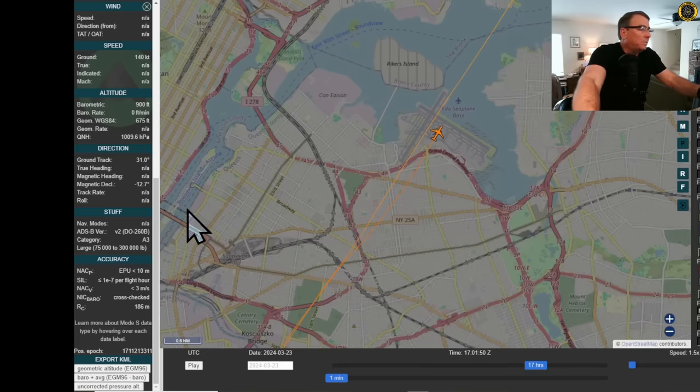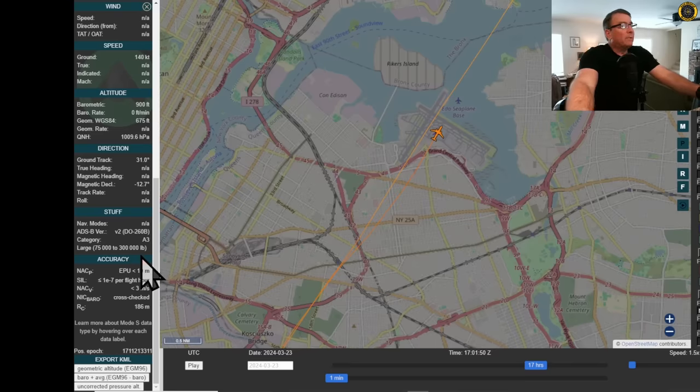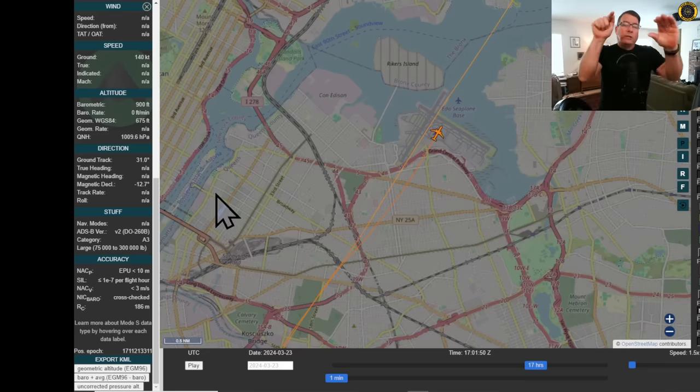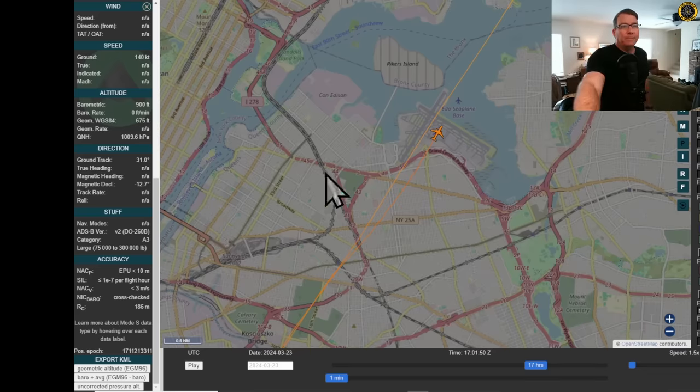Over here on ADS-B Exchange, under Stuff, we can see nav modes. Unfortunately, Southwest data does not report through ADS-B what nav mode the aircraft is in, so they don't have that information here at ADS-B Exchange. But oftentimes you can see if the autopilot is engaged and what mode the autopilot is engaged, because eventually ATC will be able to see exactly which buttons you have pushed on your autopilot mode control panel.